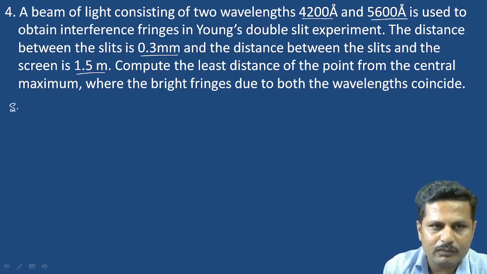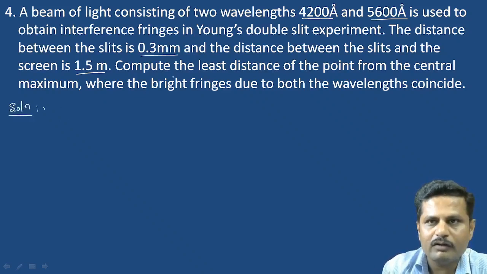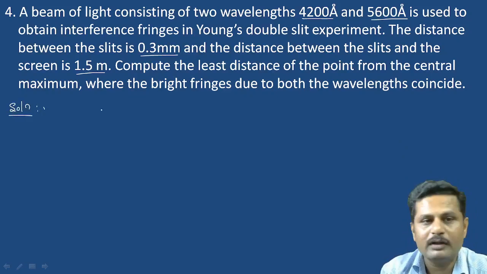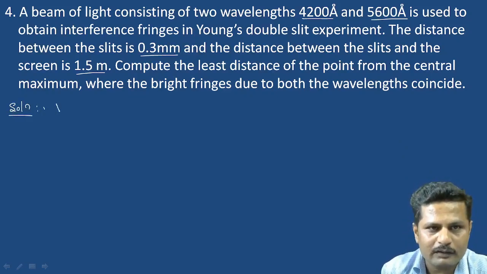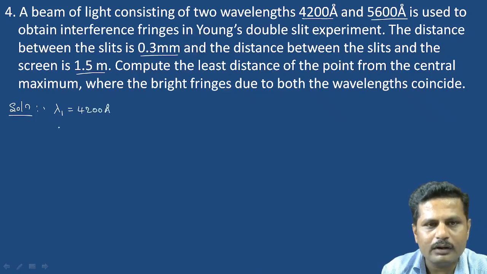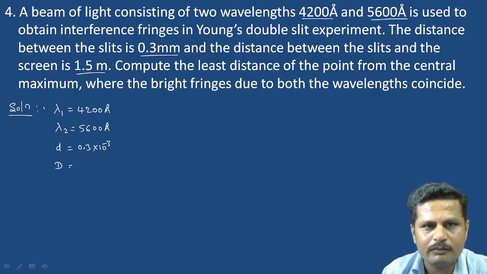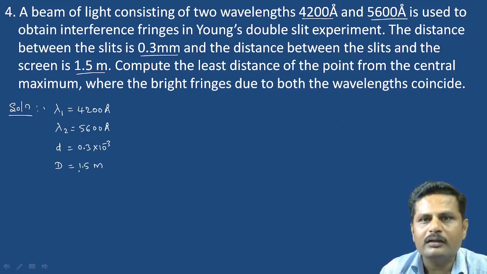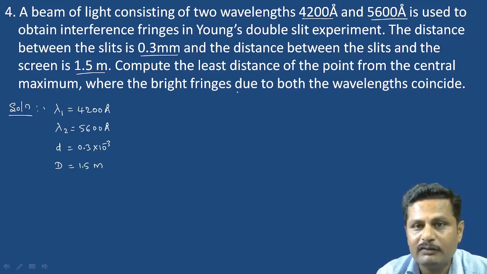Here we have two wavelengths, that is 4200 angstrom and 5600 angstrom. Let me take 4200 angstrom as lambda 1 and 5600 angstrom as lambda 2. And the distance between the slits is, that is small d equals to 0.3 millimeter, and the distance between the slits and the screen, that is capital D equals to 1.5 meter. The least distance of the point from the central maximum where the bright fringes due to both the wavelengths coincide.